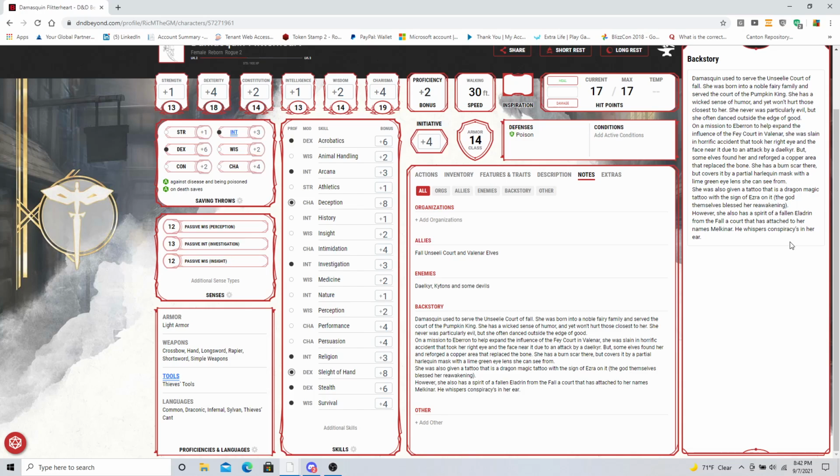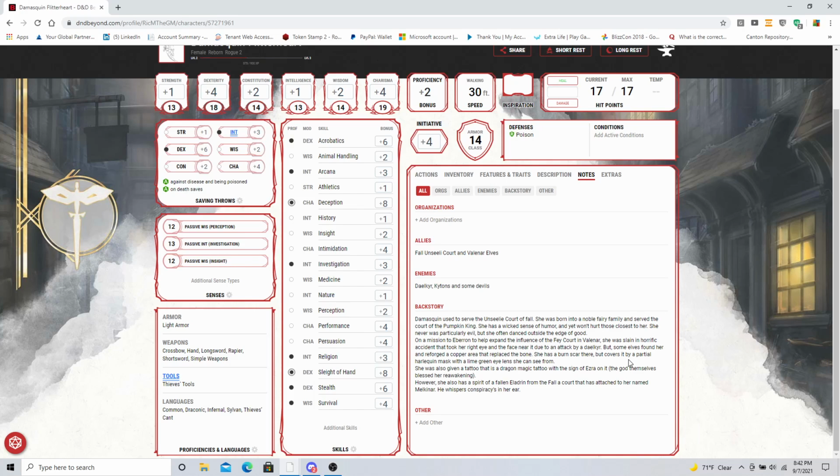named, boy, I'm really doing bad. You can tell this is why going back and editing this is always good. But this was my initial concept. Named Melchinar. He whispers conspiracy in her ear. So, again, this was just a little fleshing out of it. I'm going to do more with her.